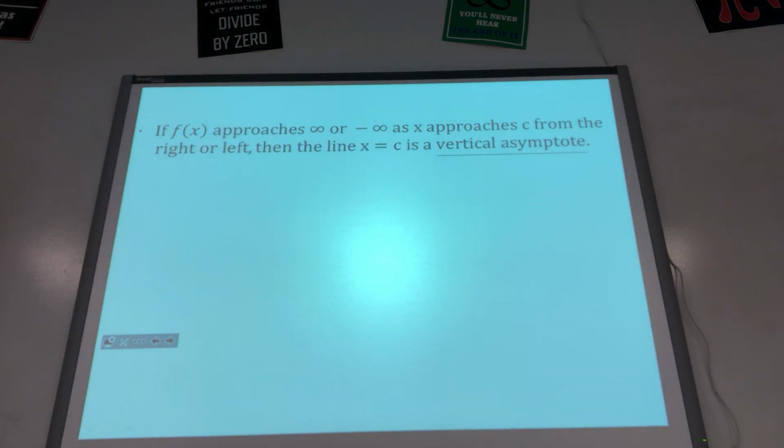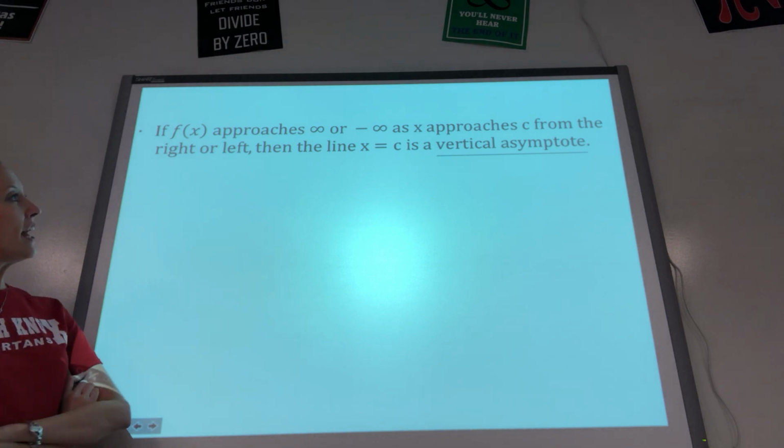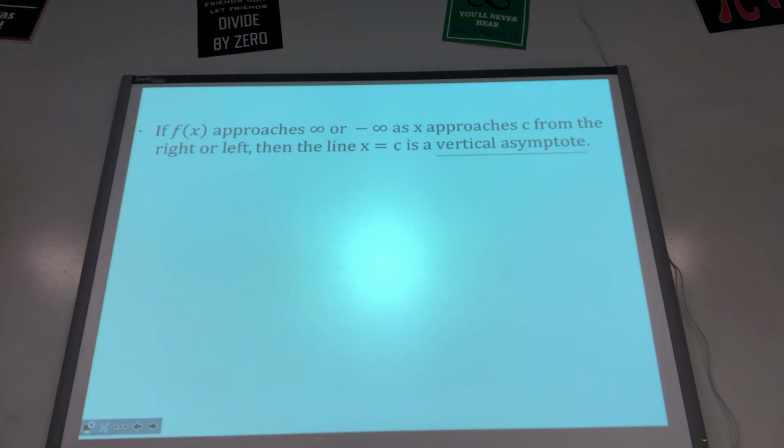So if f of x approaches infinity or negative infinity as x approaches c from the right or left, then the line x equals c is a vertical asymptote.